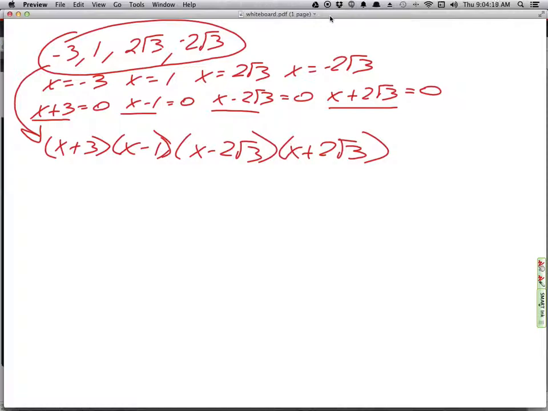I've got to multiply that. Okay, so I'm going to multiply these two together and multiply those two together. What's required to multiply that?